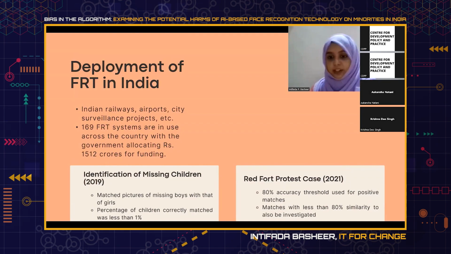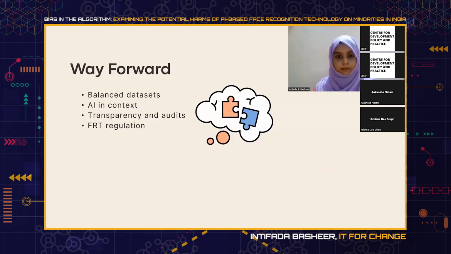Now, an 80% accuracy is quite low. And why did the police force use that threshold? How did it come to that conclusion? And what were the data sets on which the tool that they used were trained, and how accurate they were? All of that is not transparent and not available to the public, which is again very concerning.